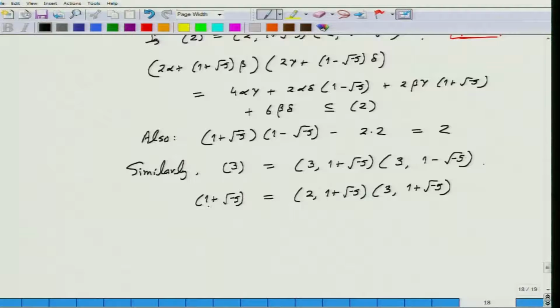Conversely, is 1 plus square root of minus 5 contained in this? Yes? Why?